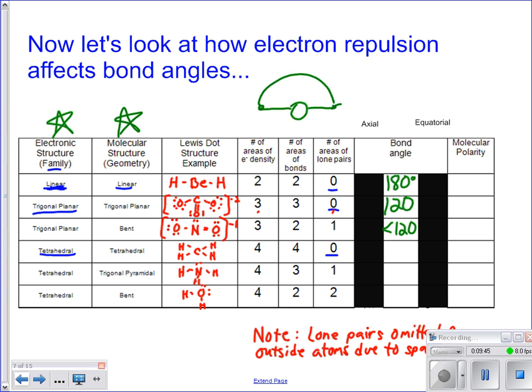Okay, next one. In this next one, we have 4 areas of electron density, so you should be grabbing that little molecular structure. And it should look like this. Again, you're putting all the straws on there. So put all those straws on there. You've got 4 straws, 4 little nubs that you put those straws on.